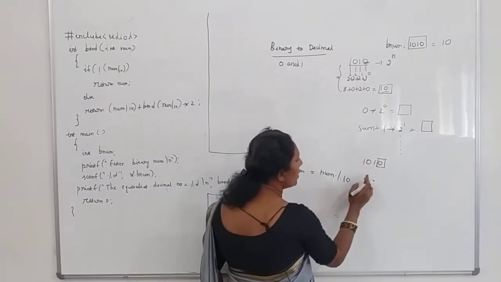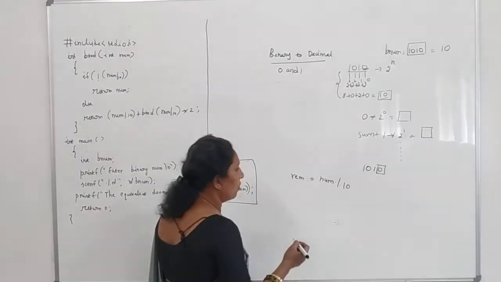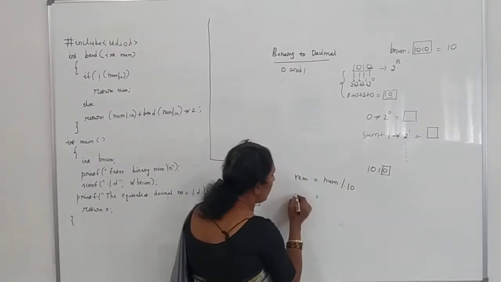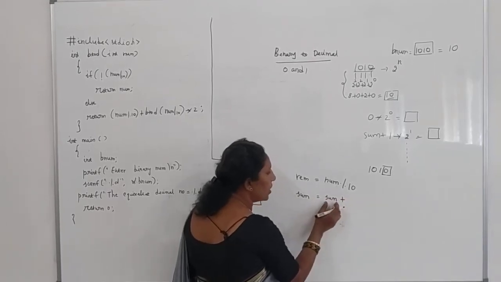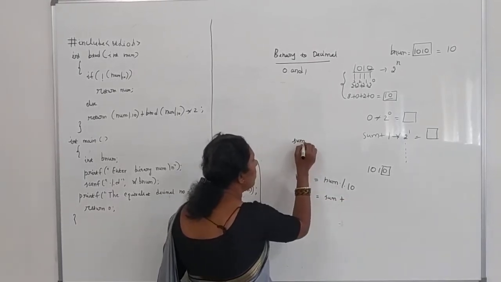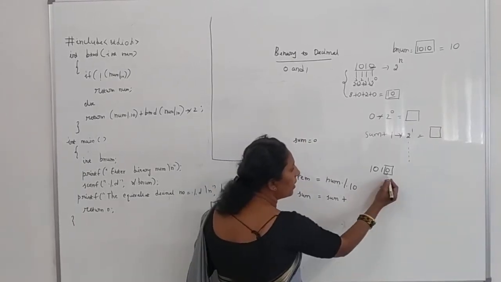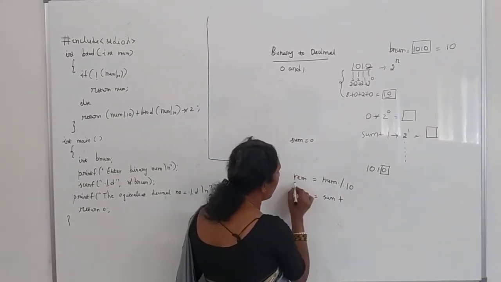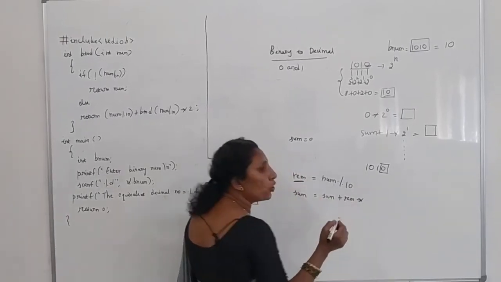Next, what do I need to do? This should be multiplied with 2 to the power of 0. So I will take one variable, sum. Sum is equal to sum plus the remainder, I got 0 in the remainder, multiplied with 2 to the power of 0. Sum is initially 0.